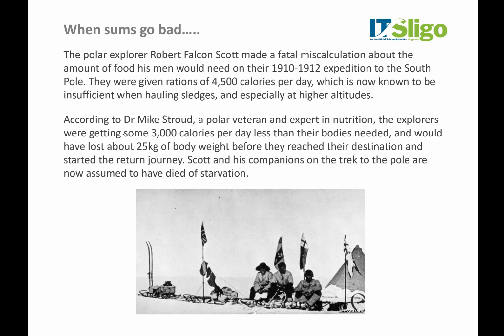By the time they actually reached their goal, the South Pole, they'd lost about 25 kilos of body weight. So they did achieve their goal, but on the return journey, it's presumed Scott and all his men died of starvation. So it's just, guys, to show that calculations, or certainly miscalculations, have consequences, and sometimes those consequences can be fatal. So do be careful.